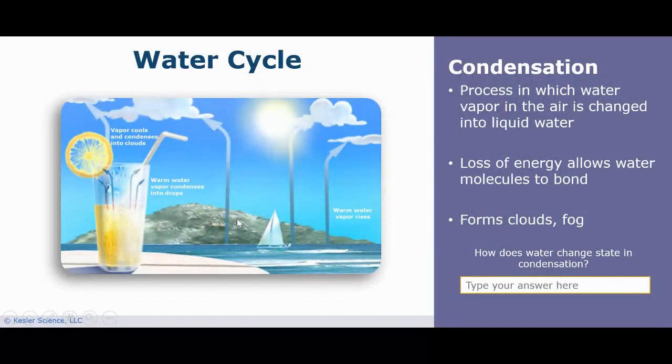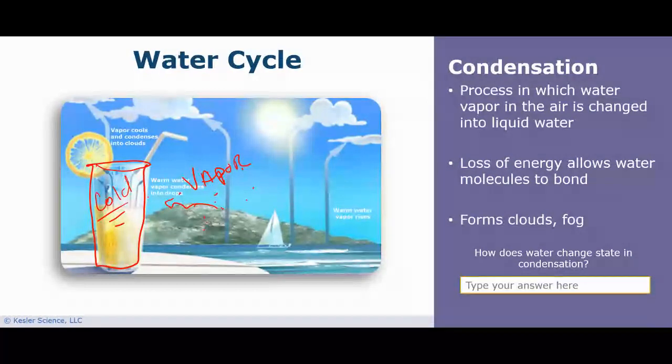What about condensation? Explain this to me, Mr. Jensen. Process in which water vapor in the air is changed into a liquid? What does it mean a loss of energy allows water molecules to bond? What does this all mean? Well, let's say you take this cold glass right here, and let's say the glass has ice in it, and so this is extremely cold right here. And you've got water vapor in the air. This is all vapor in the air. Well, with that water vapor, as it travels and makes its way through, if it touches that cold surface, it'll turn back into a water droplet.